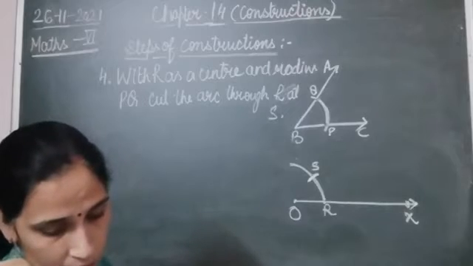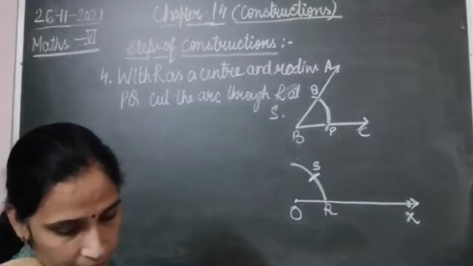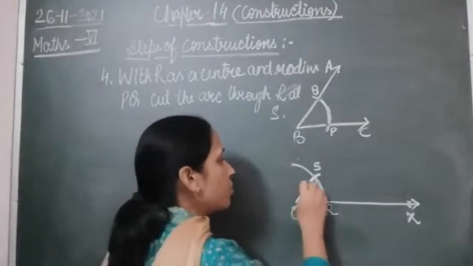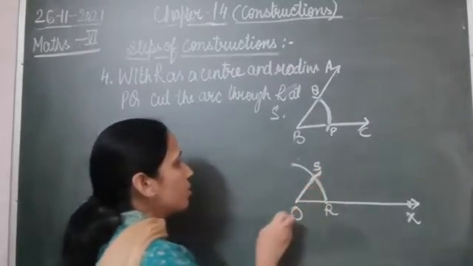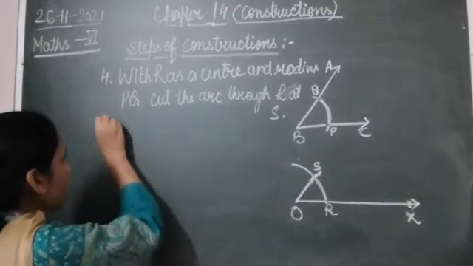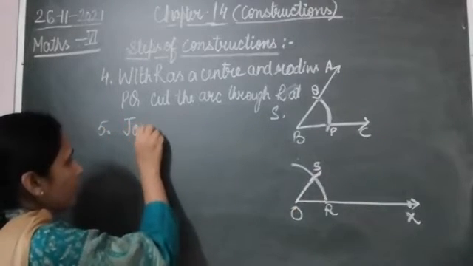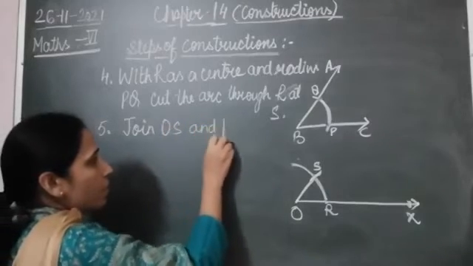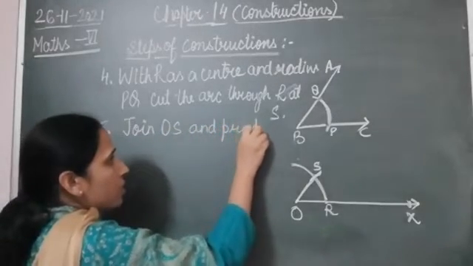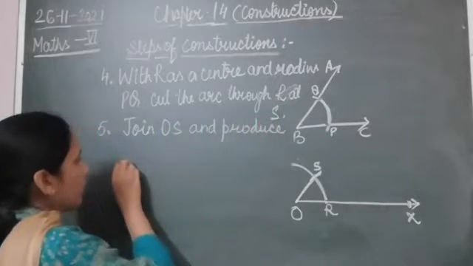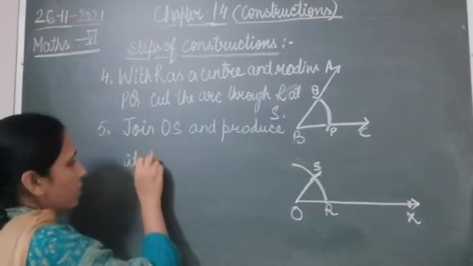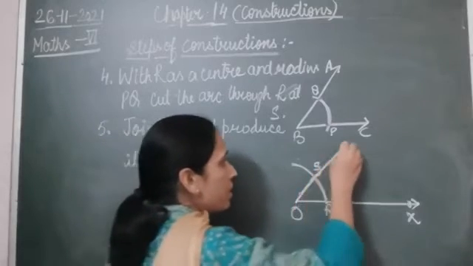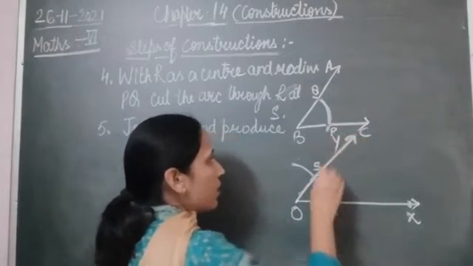Then join OS and produce it to Y. Step number 5: join OS and produce it to Y. So we'll extend it up to Y.